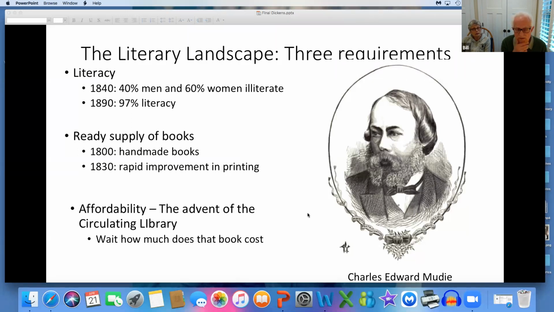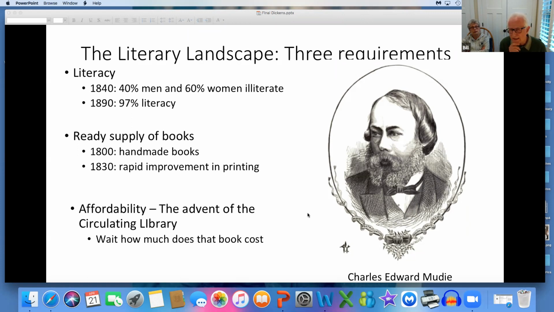And I have this little subheading here. How much does the book cost? The average price of a book was $170 at this time. So people weren't buying books. And this was largely because Mr. Mudie wanted it that way.